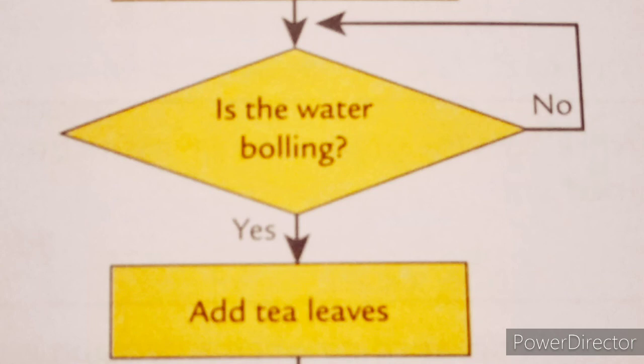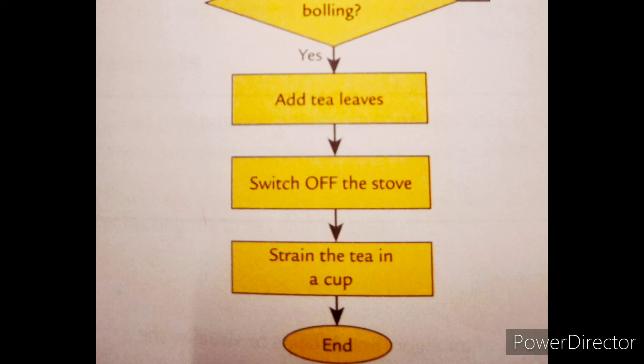So if yes, if the water is boiling, then next step is add tea leaves. If water is not boiling, then as you can see in the picture, we are coming back to the same step. So after that, if water is boiling, we have to take the next step, that is add tea leaves. After adding tea leaves, next step is switch off the stove. Then strain the tea in a cup.